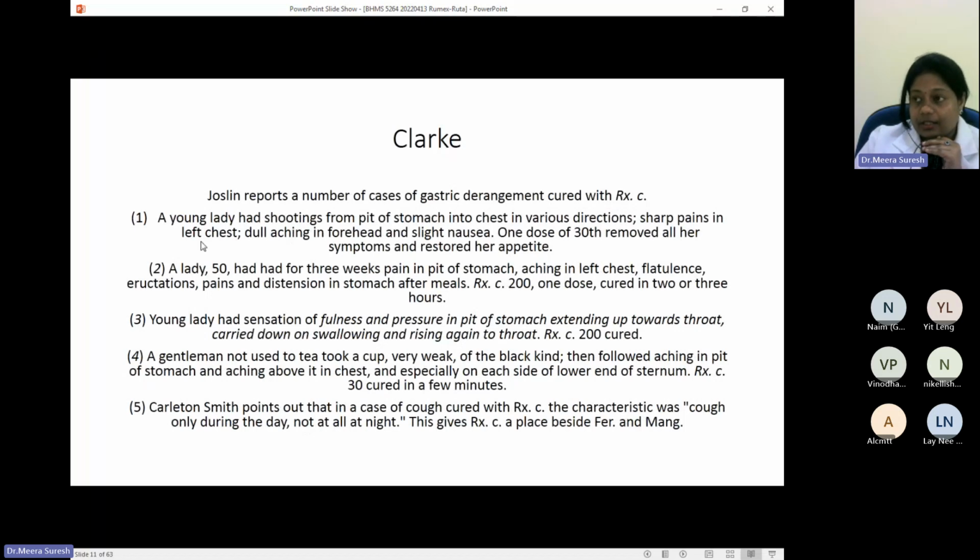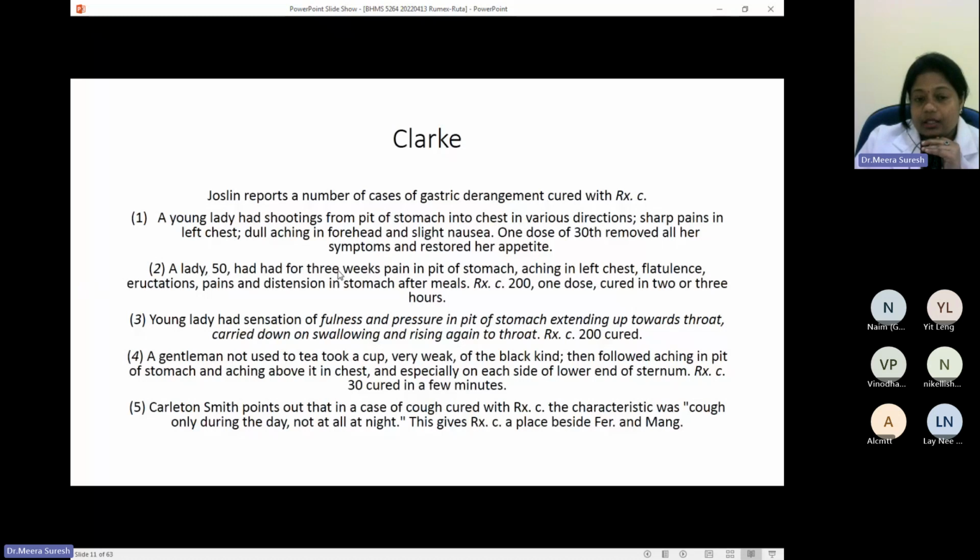Sharp pain in the left chest, and we have already seen that they have left side aggravation. Dull aching in the forehead and slight nausea. One dose of 30th removed all her symptoms and restored her appetite. So the characteristic symptom we see here is shooting pain from the abdomen to the chest and then to various directions, and the left-sidedness. With some slight nausea, but when one dose of 30 Rumex was given, the complaints were relieved.